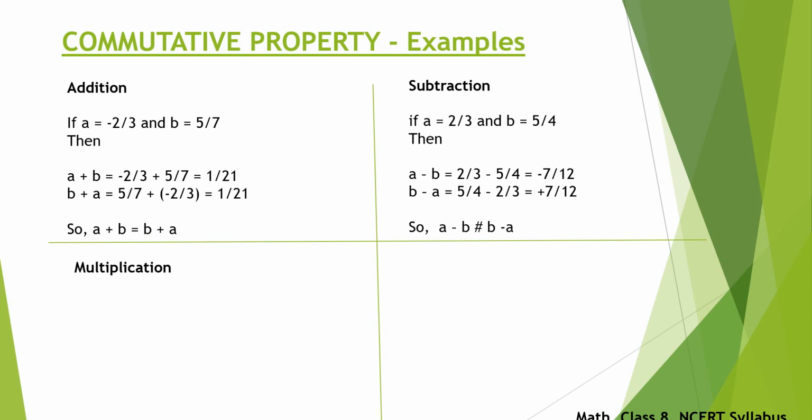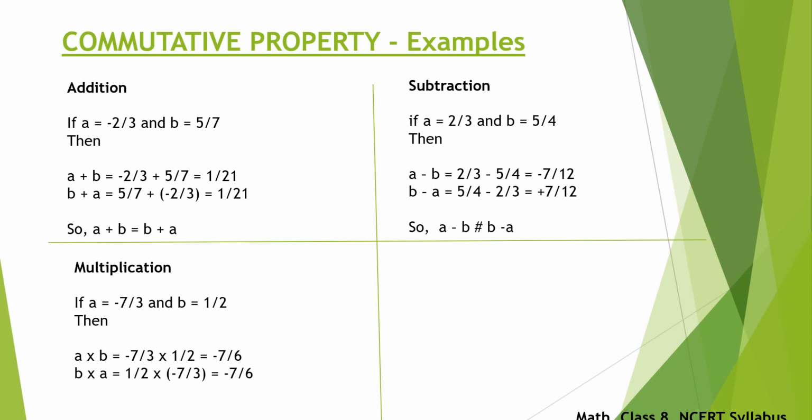Let us see the multiplication part. If a equals minus 7 by 3 and b equals 1 by 2, then a into b will give you minus 7 by 6 and b into a will again give you minus 7 by 6. So we can see that in multiplication, a into b is equal to b into a.